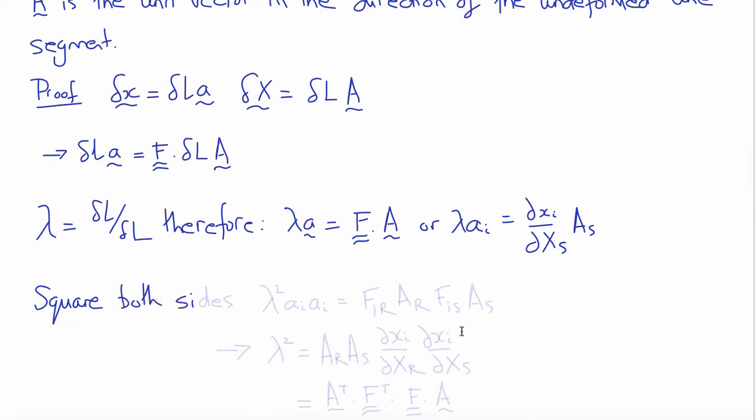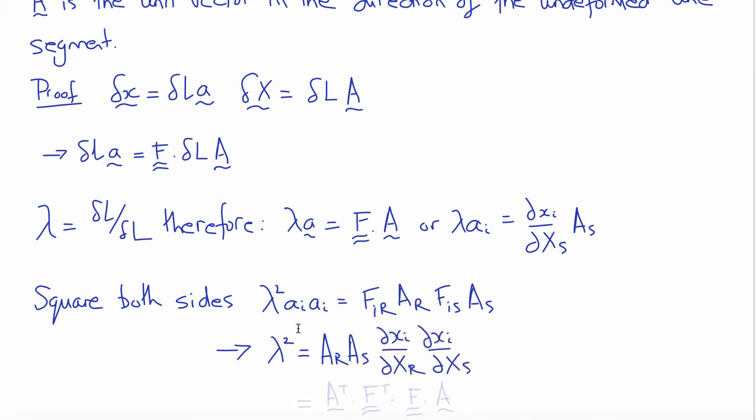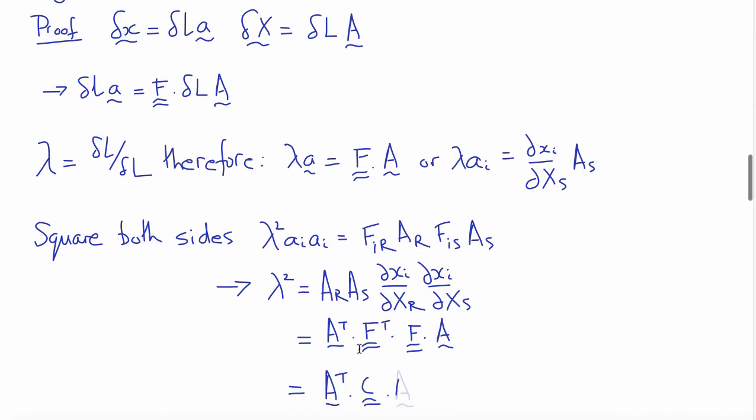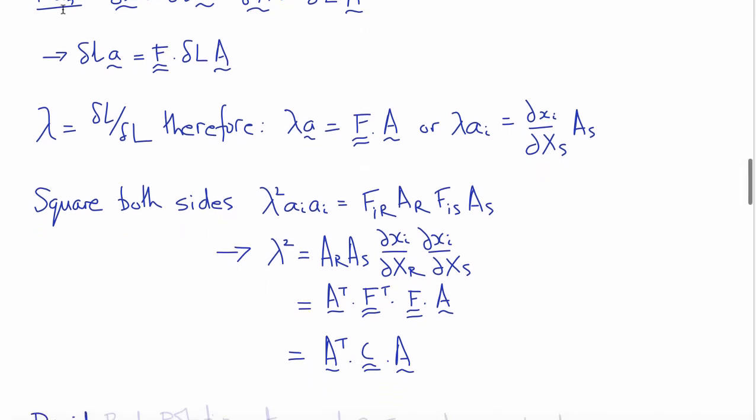Next, we square both sides, which gives us lambda squared a_i a_i, or a dot a, which would therefore equal F_iR A_R times F_iS A_S, where F_iR and F_iS are ∂x_i/∂X_R and ∂x_i/∂X_S. Now, a_i times a_i, since a is a unit vector, will be 1, so that gives us lambda squared equals A_R A_S ∂x_i/∂X_R ∂x_i/∂X_S, which is what we wanted. Or writing this in terms of the deformation gradient tensor, that's A transpose F transpose F A, which is therefore A transpose C A, which is the result we were looking for.